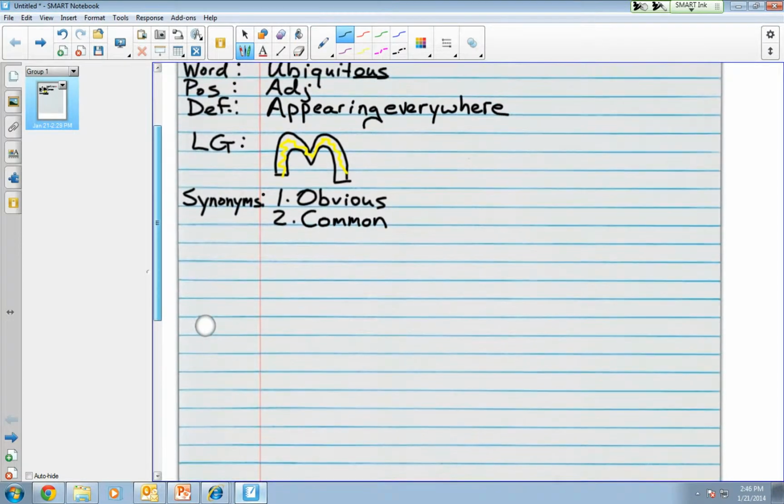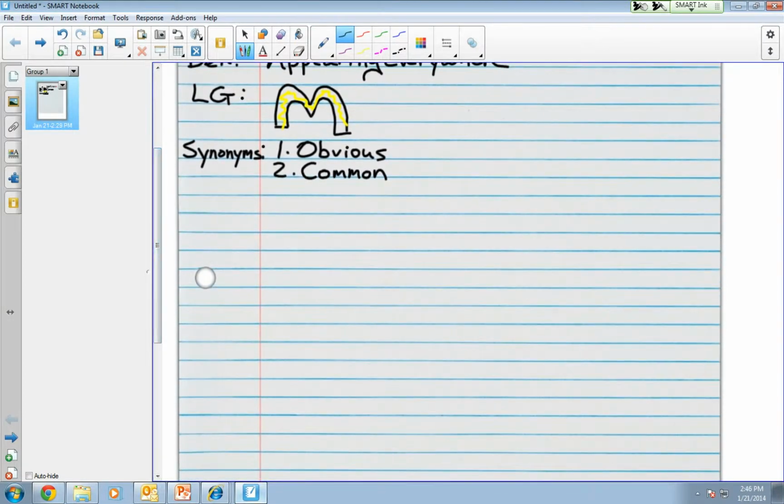So obvious, common. Now what I want to do is come up with antonyms. Now here's the thing. When it comes to antonyms, this gets pretty easy. All I have to do is really take the synonyms that I came up with and do opposites of them. And that's pretty much all I have to do.